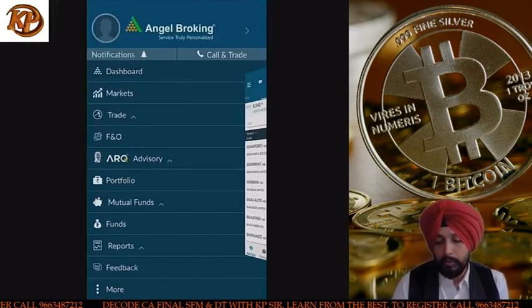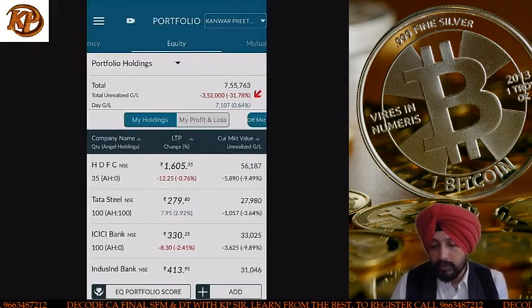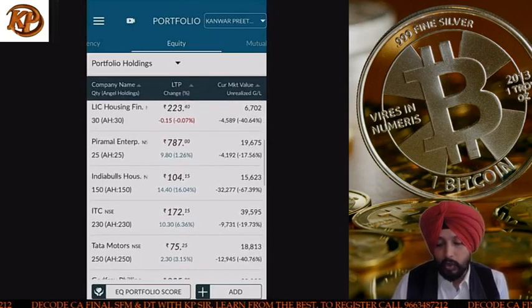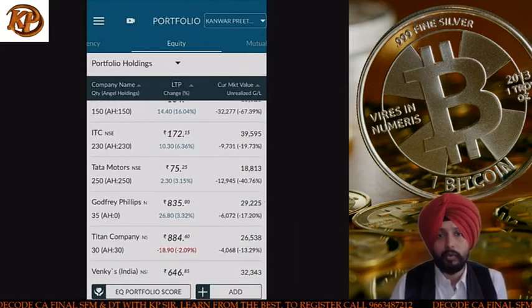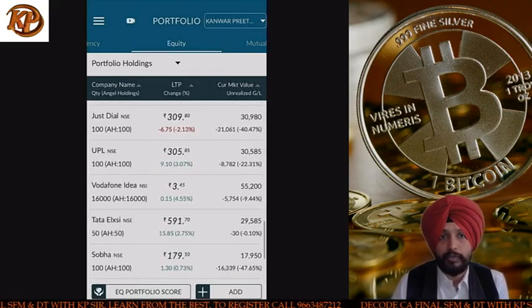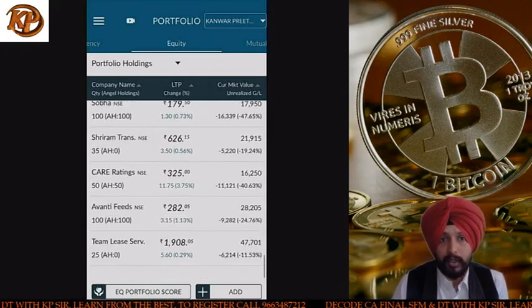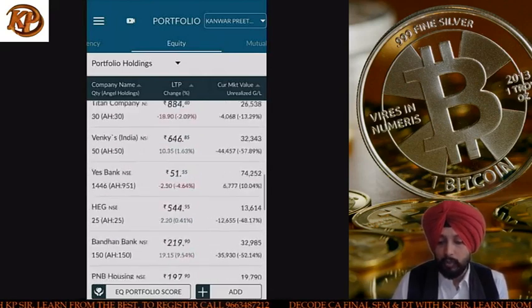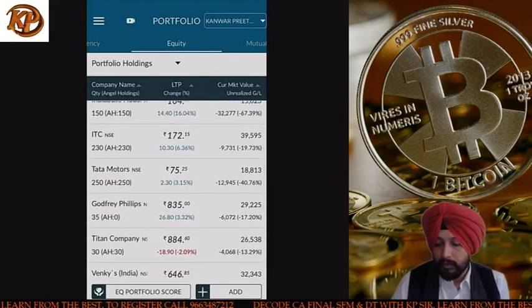So I go to my portfolio, and I get all the details of the stocks which I'm holding in my portfolio. I don't do a lot of trading in shares, but this is my portfolio of shares which I'm holding at this point of time. Okay, these are the shares which I'm holding in my portfolio at this point of time.